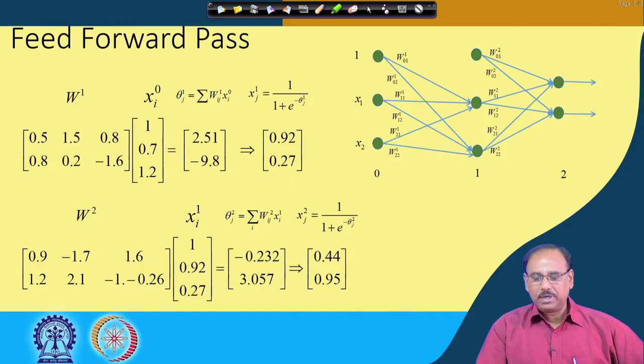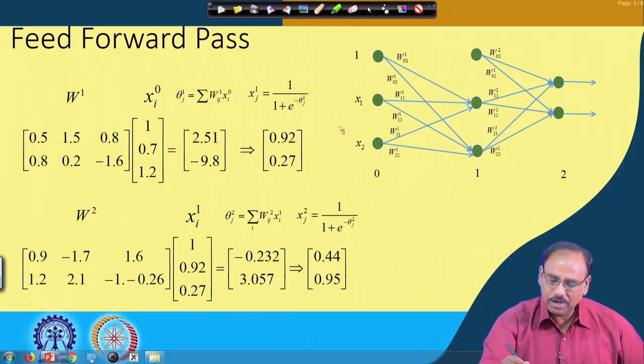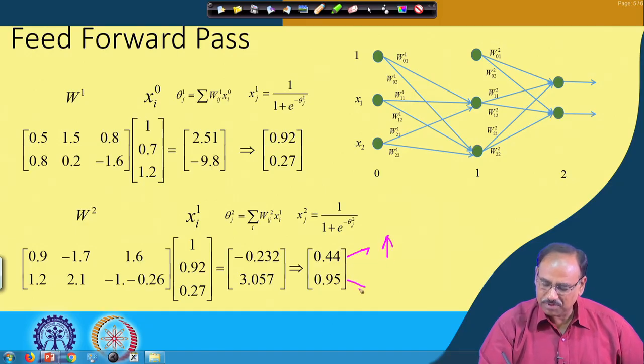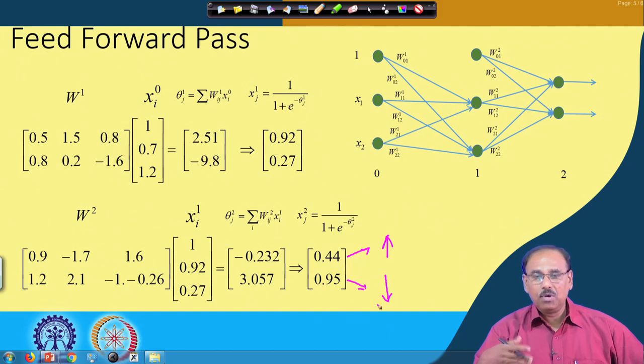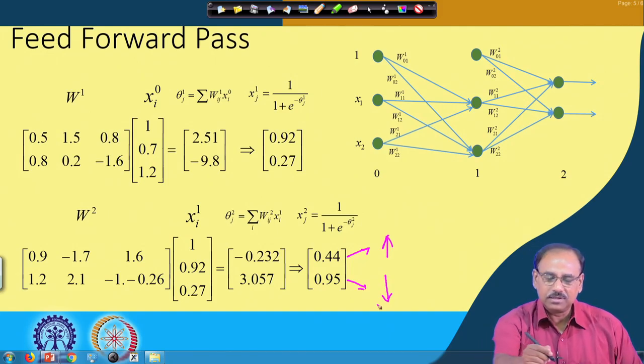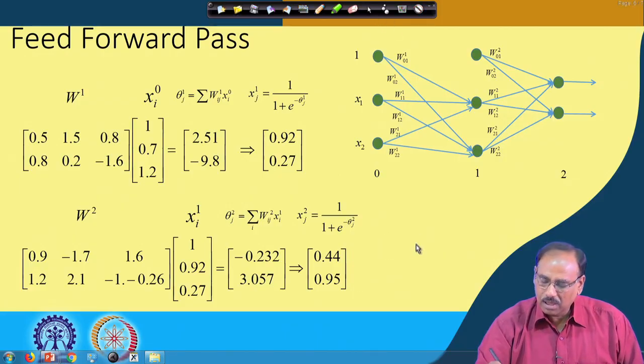So, effectively by doing this, we are trying to increase this value, and this value we are trying to reduce. That means we are trying to move more towards our target vectors. So, this is how it is done in the output layer.